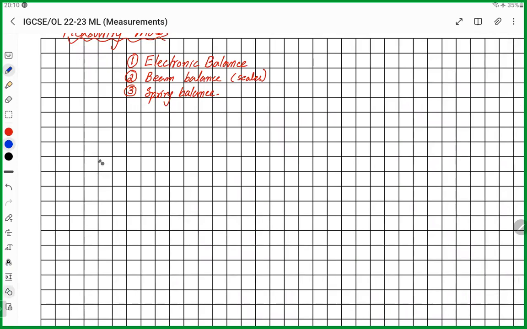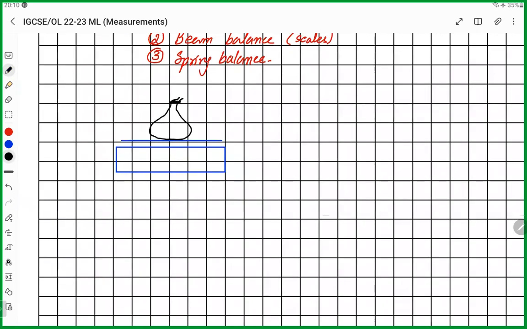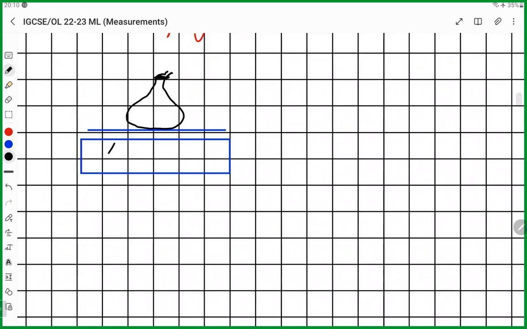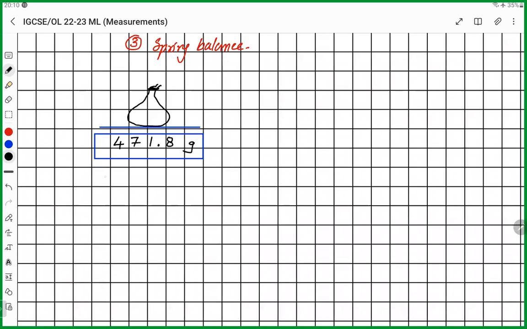It is a device that has a screen on it, and then it has a panel on the top. Whatever we have to measure, we just put it here. Okay, so the mass appears on the screen. It is very easy for solids, but for liquids and gases we have to do the taring thing.